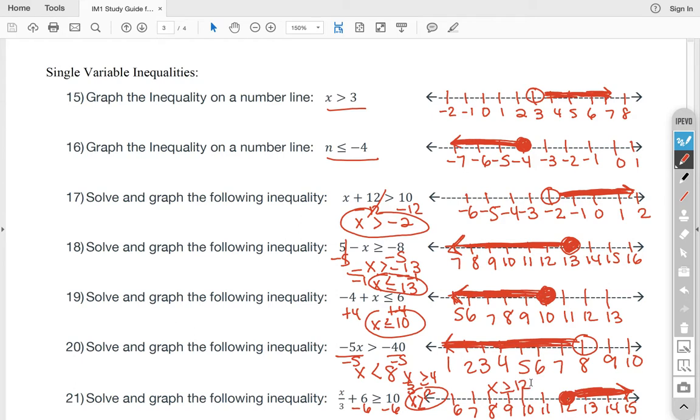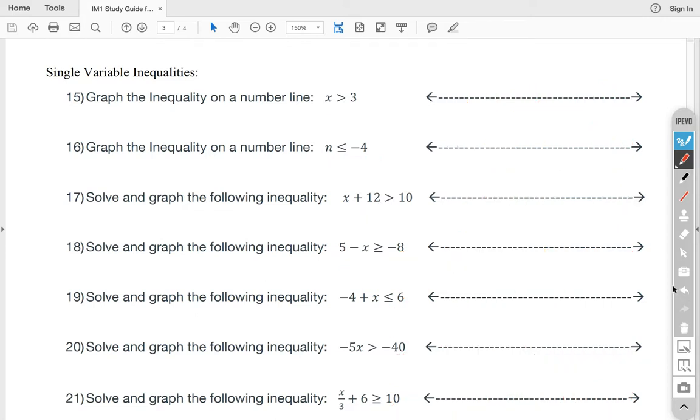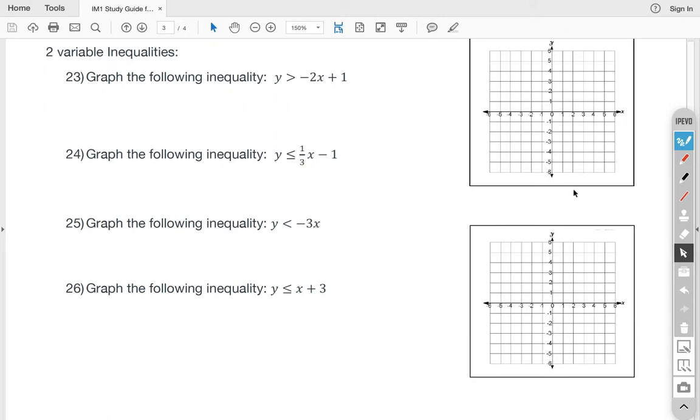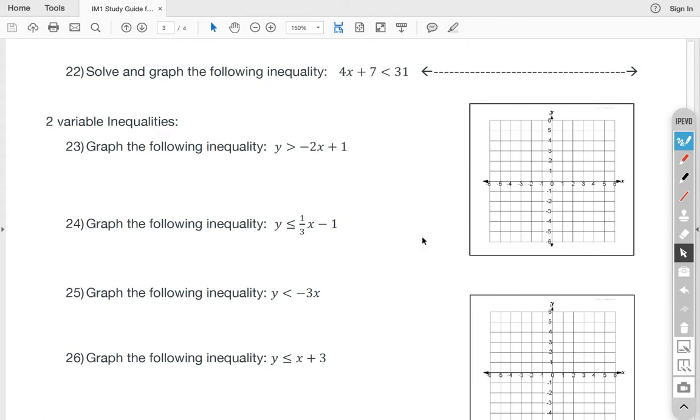Okay, let's move on. We're going to erase this, and we're going to just do 22, 23. All right, on 23, we don't have enough of these graphs, so we'll just make our own for some of them. We have to do 22 still, so let's do that first. 22. All right, for 22, we have to subtract 7.